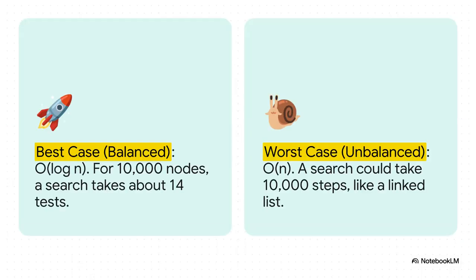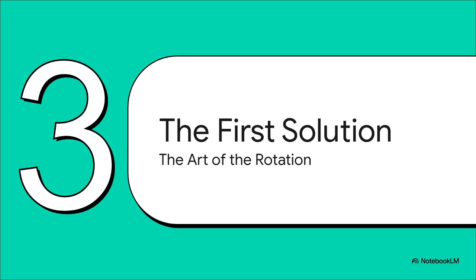And the performance difference here is just staggering. In our happy, balanced tree with 10,000 items, a search takes maybe 14 steps. That's what we call logarithmic time, or O(log n). It means the search time barely goes up even if the data doubles. But in our sad, unbalanced tree, a search could take all 10,000 steps. We've completely lost our speed advantage. So how do we fix this disaster?